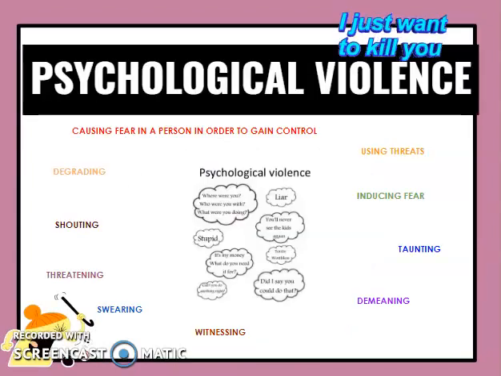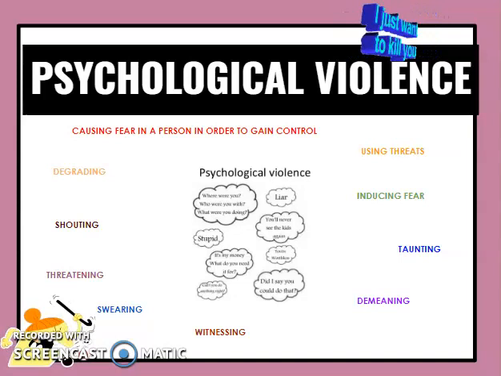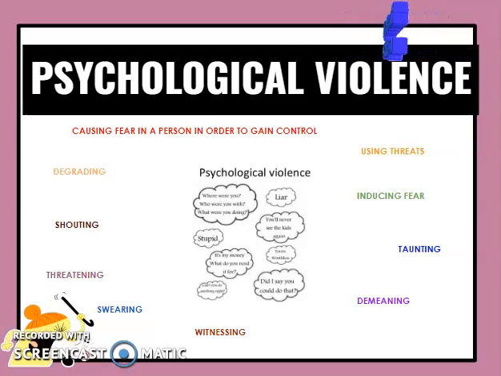So what is psychological violence? It really is when people use these kinds of things that we see against another person. They cause fear in a person in order to gain control. They might use threats or induce fear. There might be taunting, demeaning, witnessing, swearing, threatening, shouting, and degrading. It's really any intentional conduct that seriously impairs another person's psychological integrity through coercion and threats, as we just talked about. Any act which causes psychological harm to an individual. Psychological violence can take on any form, as we see above over here.